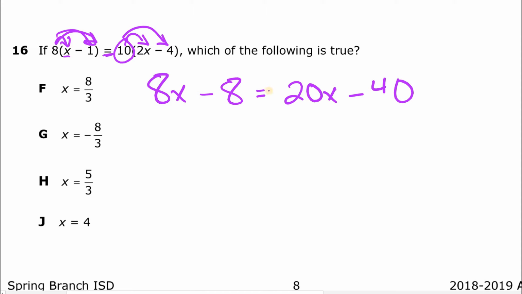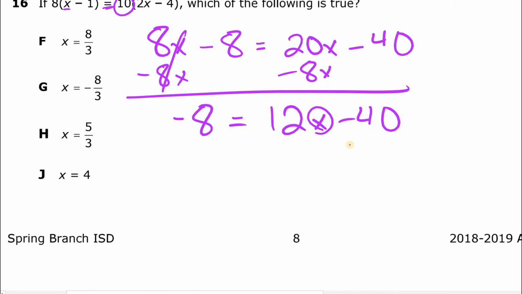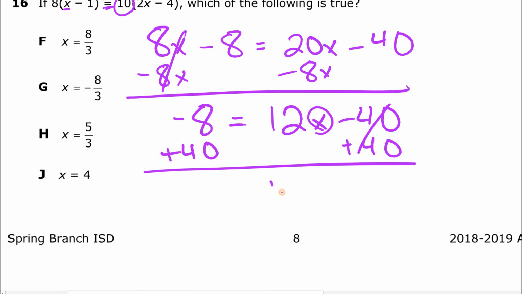We have variables on both sides, so we want to get the two variables on the same side. Minus 8x minus 8x. -8 is equal to 12x minus 40. We want to get the variable on its own, so we get rid of this minus 40 by adding 40. Adding 40. 12x is equal to 32.